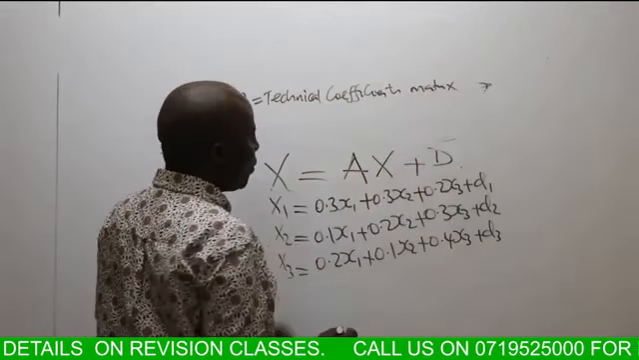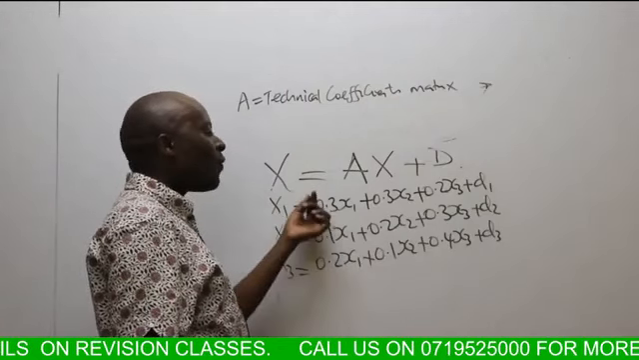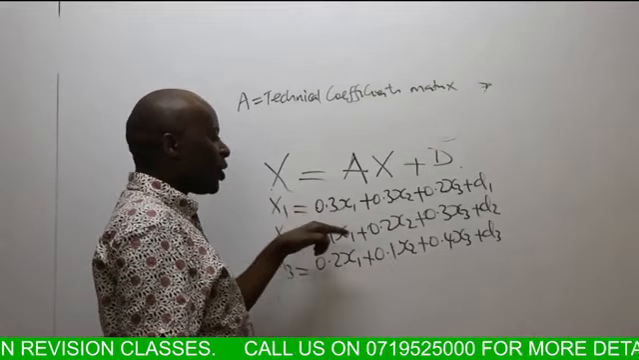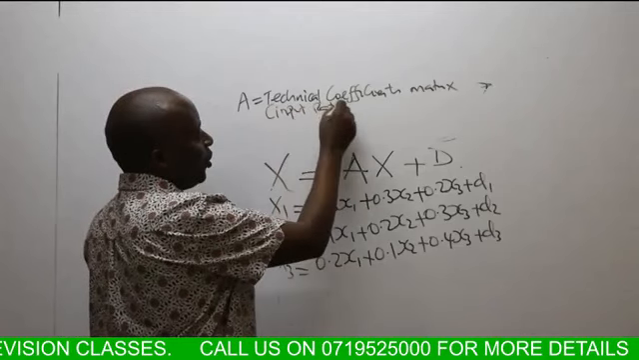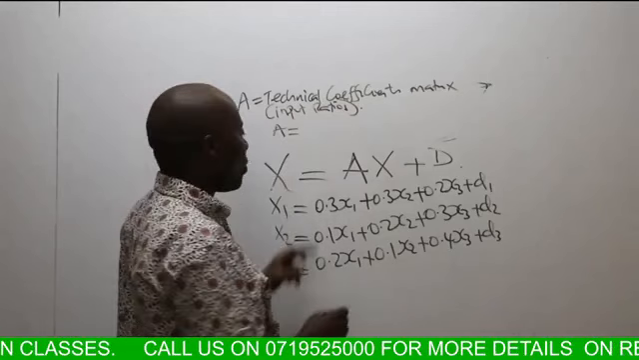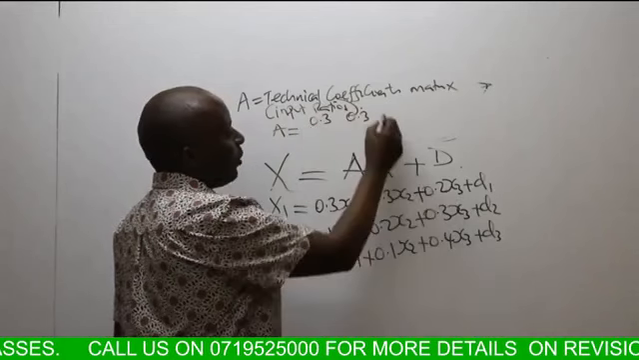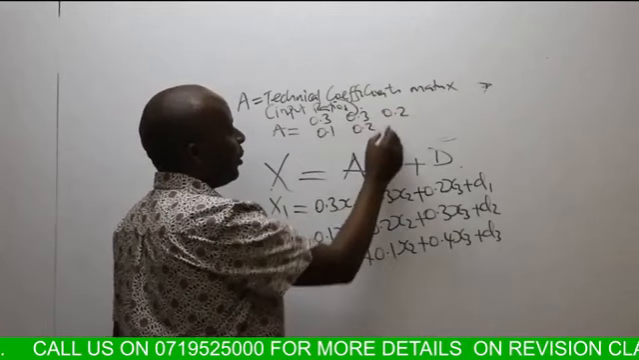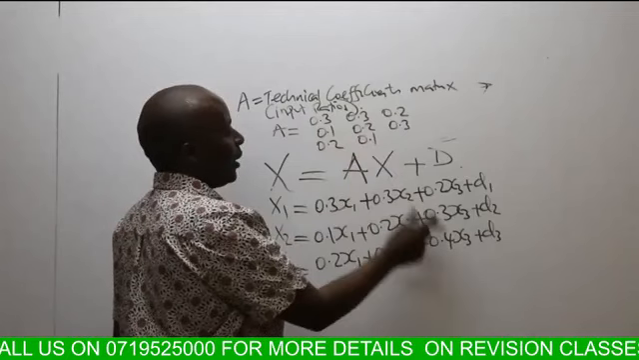The technical coefficients matrix, which you can see here, are the outputs converted to inputs. That is why we normally call these the input ratios. They're also known as input ratios. So our A will be equal to 0.3, we simply take these numbers: 0.3, 0.2, then 0.1, 0.2, and 0.3, and lastly 0.2, 0.1, and 0.4. That is our A.